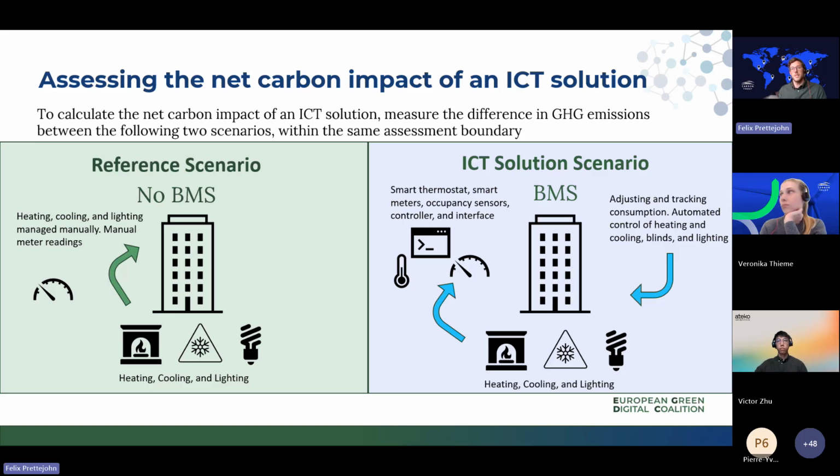In addition, we also have to consider the additional emissions generated by the ICT solution. So by those sensors, by the controls, we have to think about the footprint that they have and compare that and include that in the assessment as well.